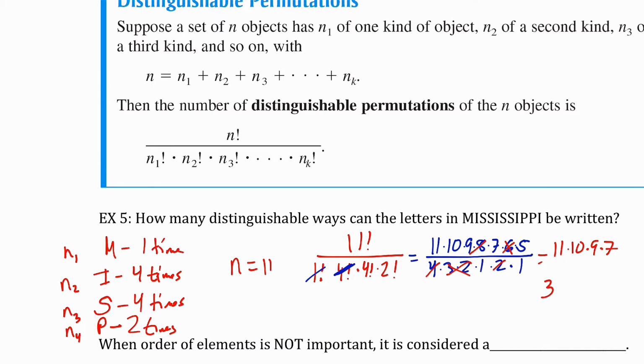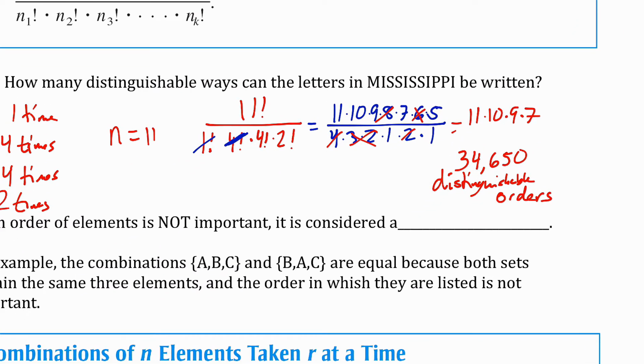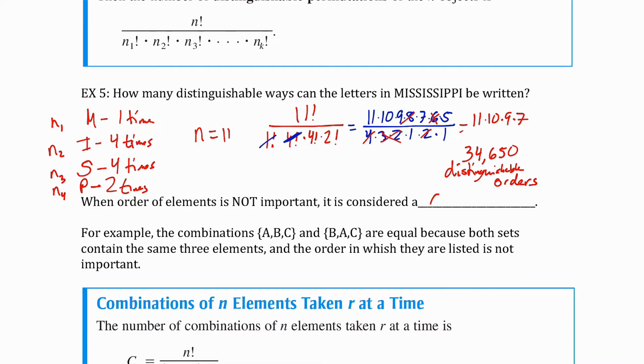That gives us a grand total, you can type that into a calculator, of 34,650 distinguishable orders, or distinguishable permutations if you want. Because again, you can rearrange any of those S's and swap their places and you wouldn't be able to tell the difference. Now, when the order of elements is not important, that's what we call a combination.